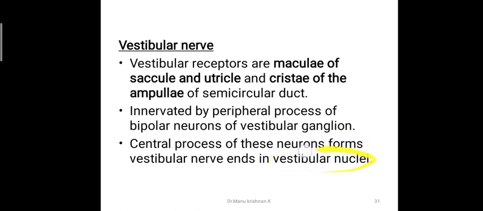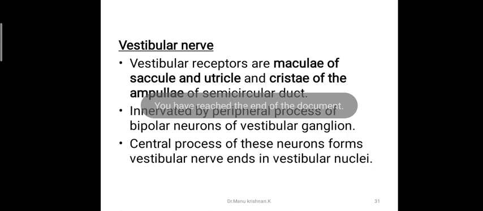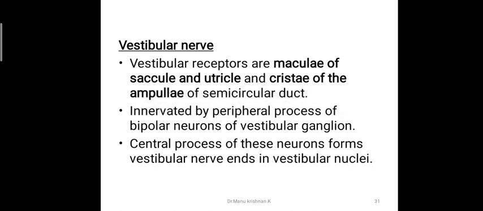So this is how the sensation is carried out, the sensory pathway. The peripheral processes which get stimulated by the movements will carry information to the vestibular ganglion. From there the central processes will carry the information to the vestibular nuclei. So this is the pathway, and this is the basic description regarding the internal ear.